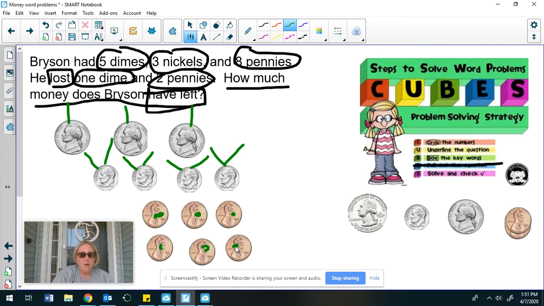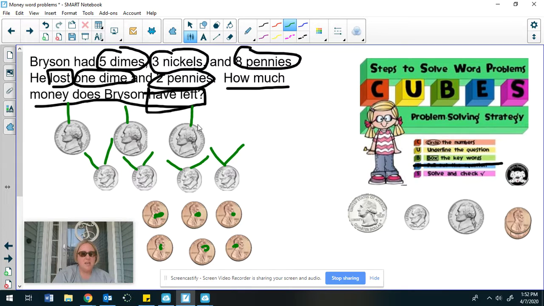So now, boys and girls, I can count my money to find out how much Bryson has left. I'm going to count each hair by 5 and each freckle by 1. So count with me.